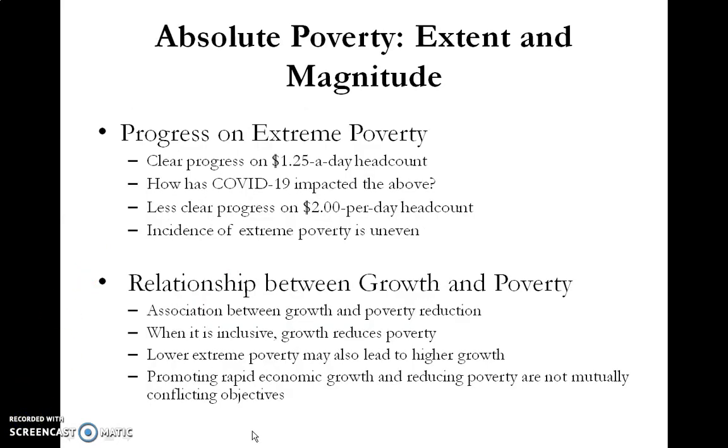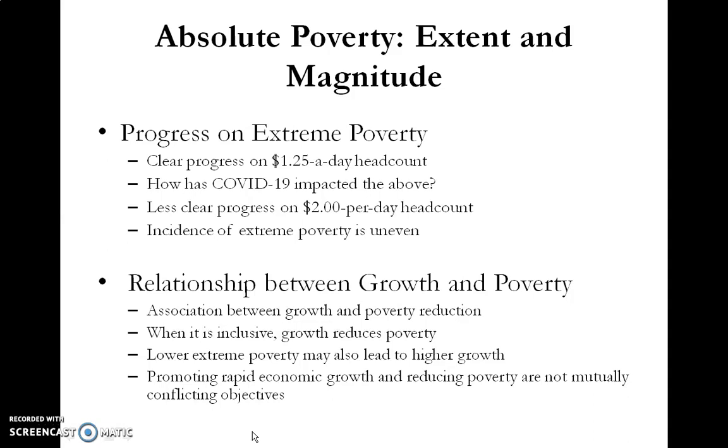Okay, let's get into the nitty-gritty, looking at absolute poverty, the extent and the magnitude. If we look at the general progress on extreme poverty, there has been clear progress when looking at the $1.25 a day head count poverty line. Poverty using this poverty line as a cutoff has shown a clear reduction in global poverty. We need to ask ourselves right now, at this present moment, how has COVID impacted the above? Less clear in the literature is progress on the $2 per day head count poverty cutoff. So the incidence of poverty is extremely uneven, and you will see that it is localized in certain countries and certain continents like Africa and Latin America.